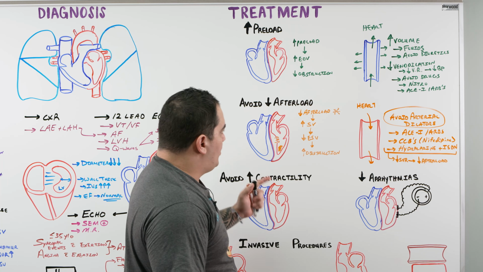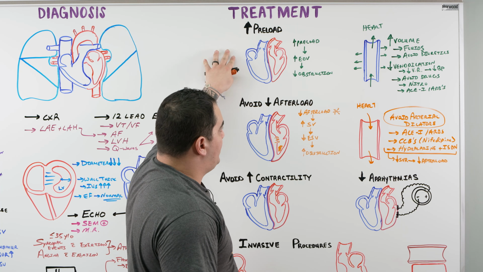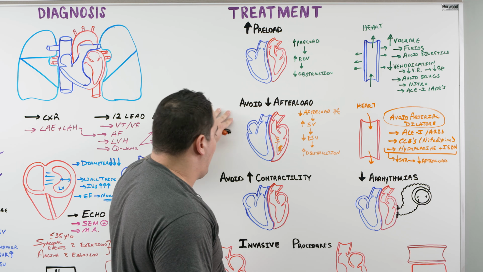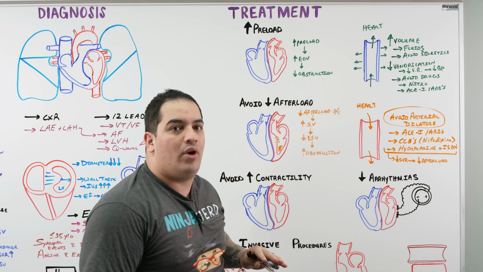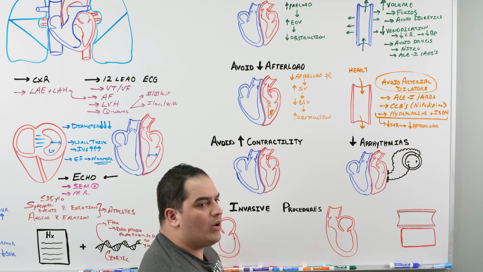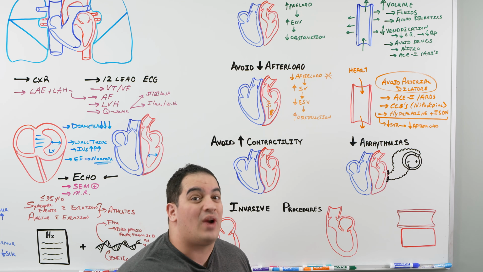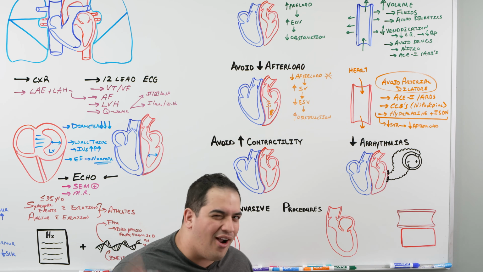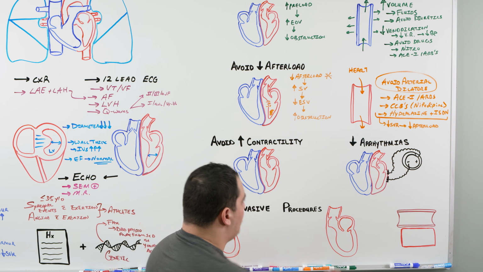The next thing that I want us to talk about is not just how do we give things to increase preload, avoid a reduction in afterload, but let's talk about how do we avoid an increase in contractility and why that could be a problem. All right, let's think about the next thing. We want to avoid a significant increase in contractility. Why is that a problem? We didn't really talk about this before, but it also makes sense.